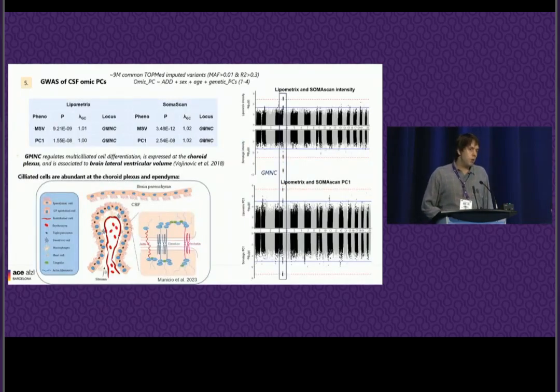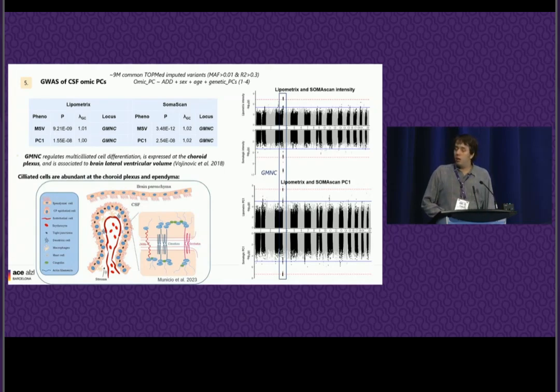So then we ran a GWAS analysis of these cryptic phenotypes, and we found that the same locus was associated with genome-wide significance with the intensity and the PC1 signal in both the proteomics and the lipidomics datasets. This gene, GMNC, is a master regulator of the differentiation of multiciliated cells and is highly expressed at the choroid plexus. So this already starts providing an explanation of what may be going on here.